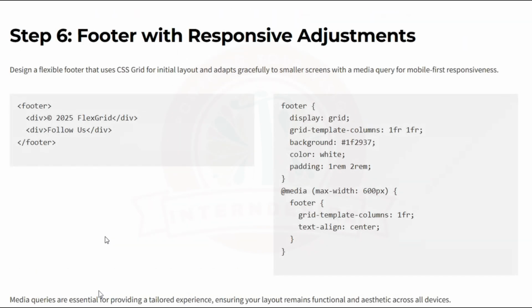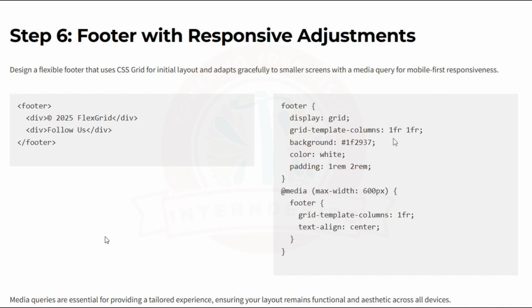Let's move to step 6, that will be footer with responsive adjustment. We will design a flexible footer that uses CSS Grid for initial layout and adapts gracefully to smaller screens with a media query for mobile first responsiveness. Footer, div 2025, Flex Grid, follow us, and then footer will be closed. Here we will design it using media queries as well, display grid, template columns.